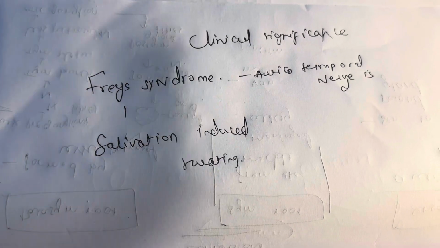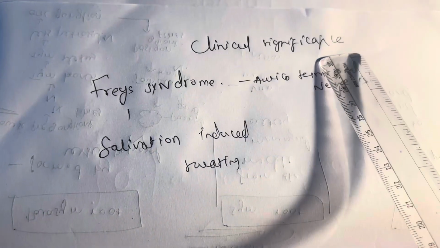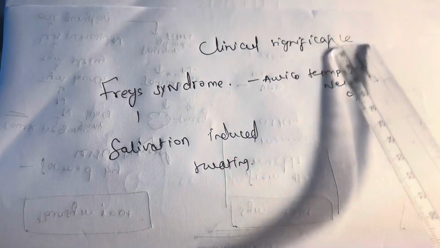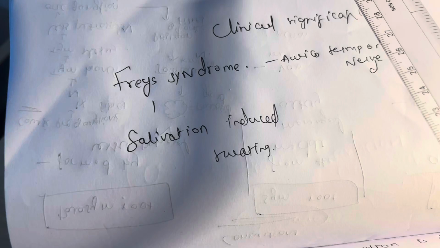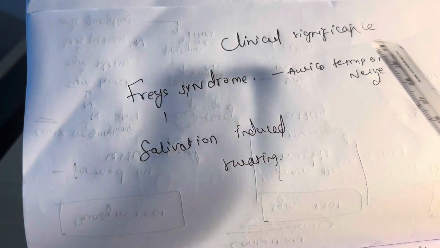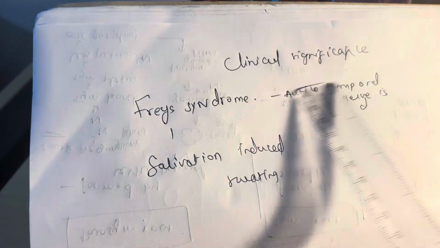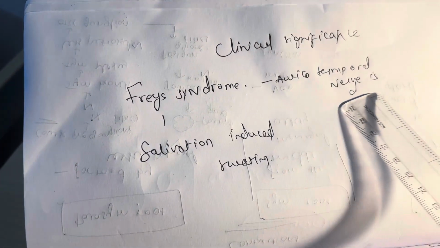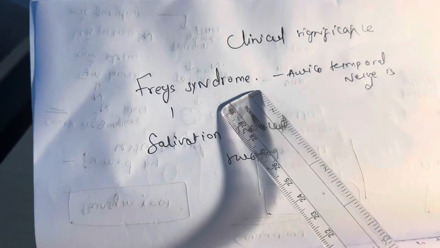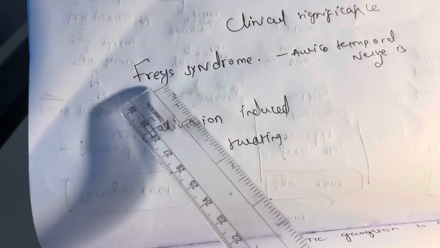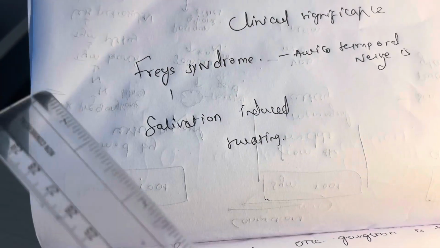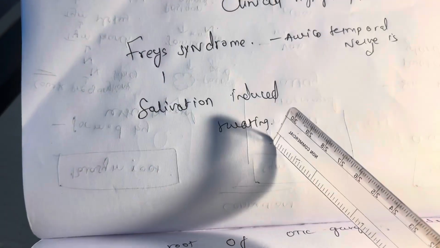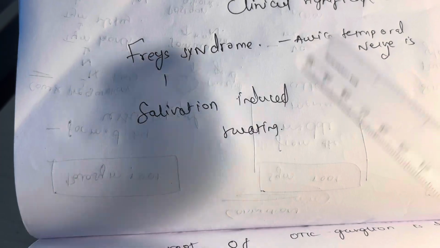Now let us discuss about the clinical significance of the otic ganglion. So we already discussed that the otic ganglion is actually related to the auriculotemporal nerve, right? So if any damage to this auriculotemporal nerve occurs, there arises a syndrome which is called Frey syndrome. This is a very unique disease, because it causes sweating, but then it is not normal sweating. It is salivation induced sweating.